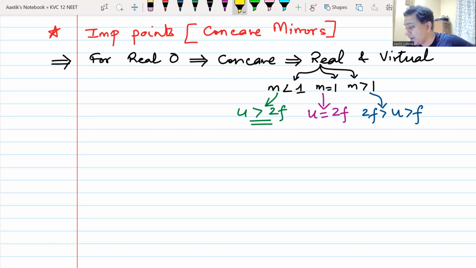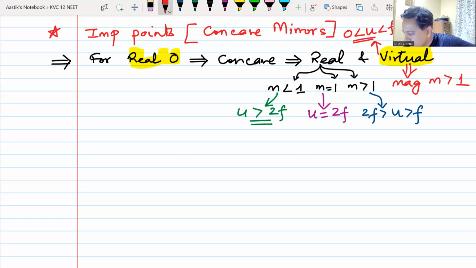But in case of a virtual image for a real object, there is only one condition, one case. This virtual image for this real object will always be magnified. Magnification m would be greater than 1. Do we understand this? And where is this virtual image formed? What is the position of the object? Between pole and focus. Yes, 0 is less than or equal to u is less than or equal to f. Do you understand this?